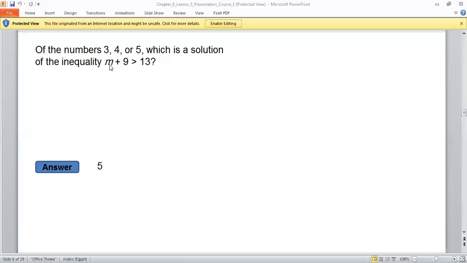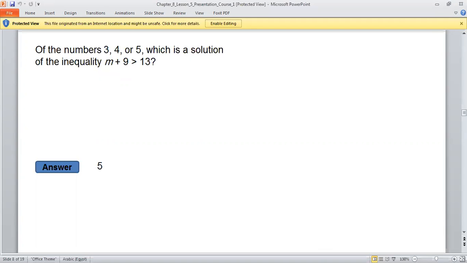So what will we make? In the first step, I will remove this m and put 3. I will remove m and replace this letter by 3. 3 plus 9 equals 12. Is 12 greater than 13? No. So 3 will be wrong. This one is not a true statement.